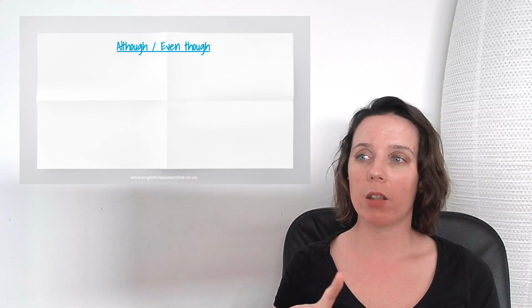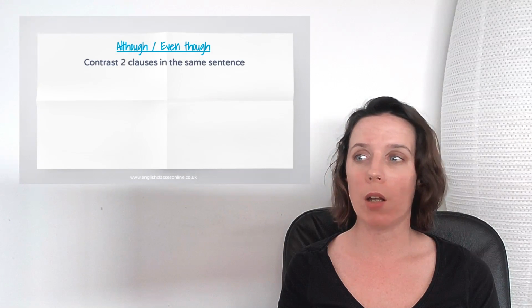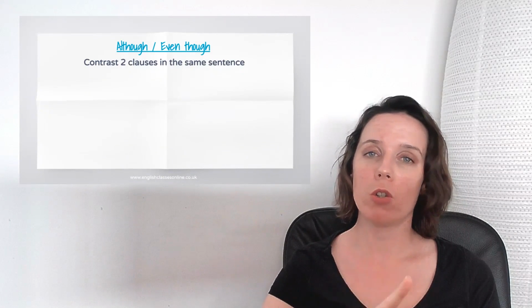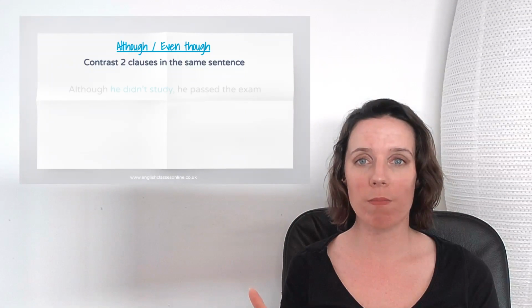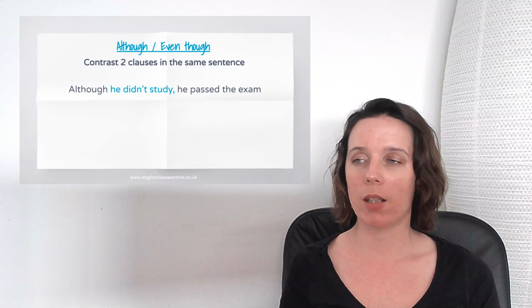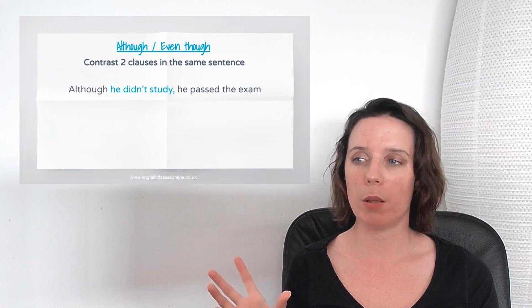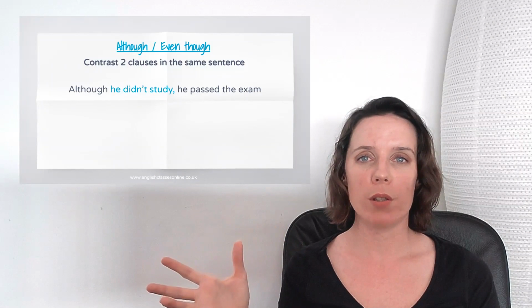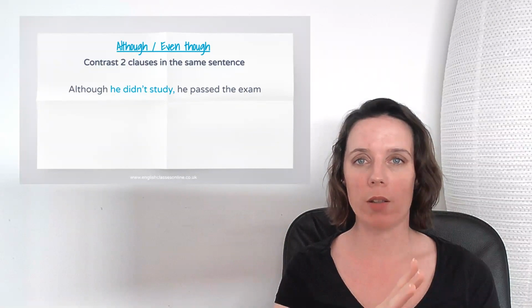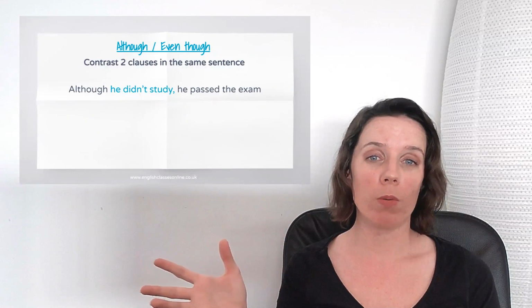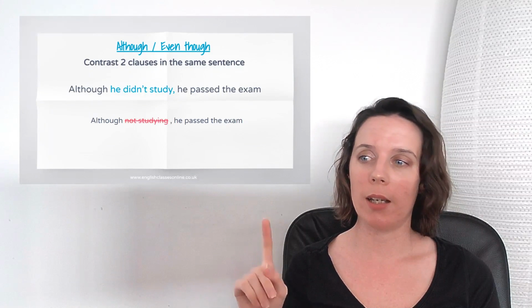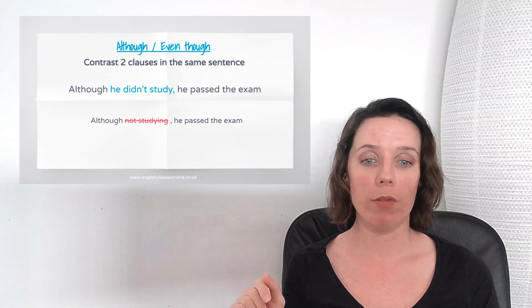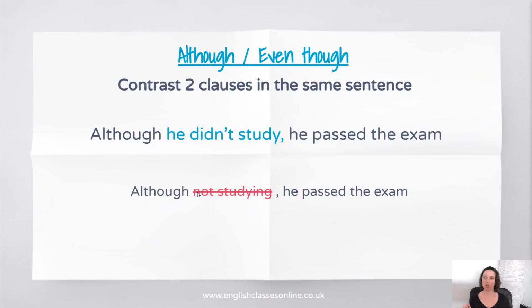Let's move on and take a look at although and even though. Okay, so these are the same. They contrast two different clauses in the same sentence. But here is an example. Although he didn't study, he passed the exam. So now you can see we have a subject-verb-object phrase. So although can take a subject-verb-object. It cannot take a verb and ing. You cannot say although not studying. Okay, despite not studying, in spite of not studying, but not although not studying.